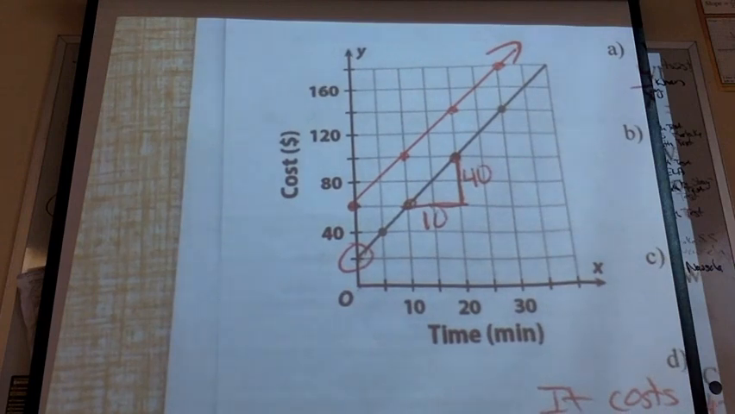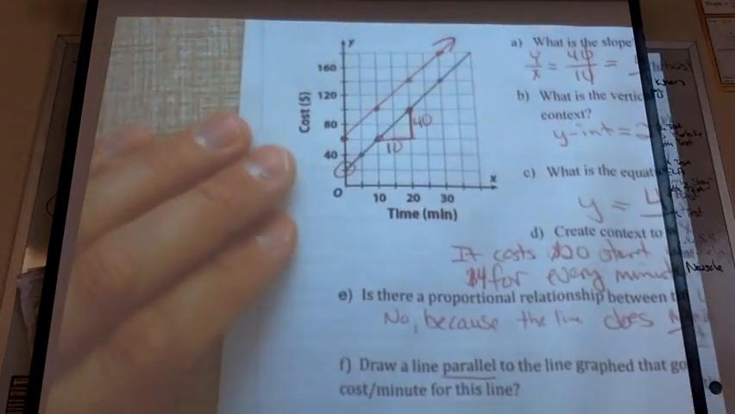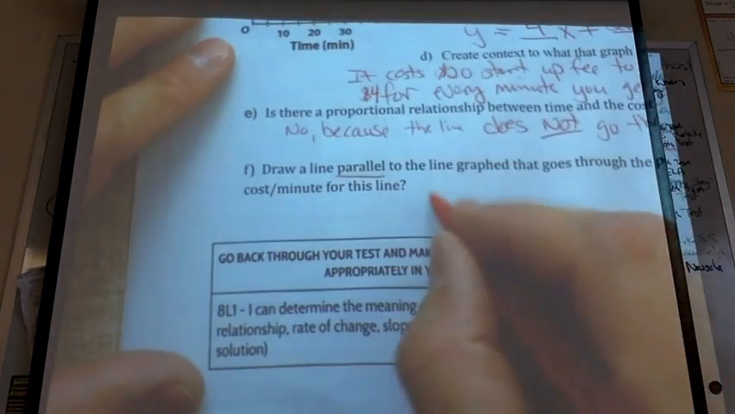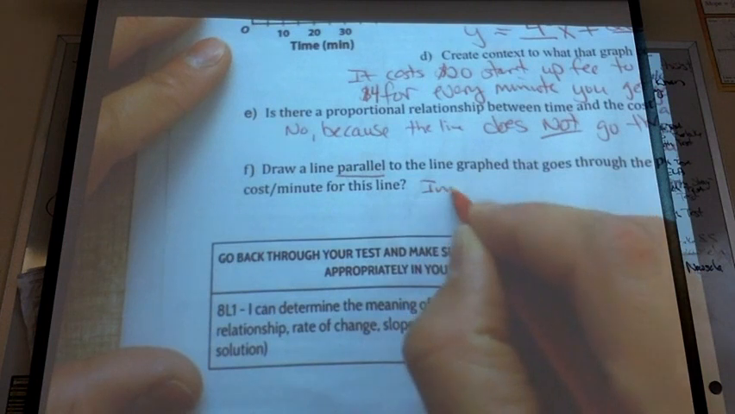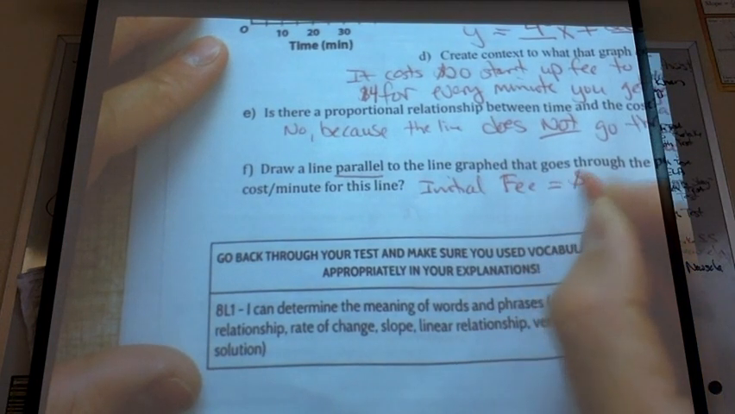And they're asking in part F, what is the initial fee? The initial fee, so where does it cross the y-axis? 60. So you can say initial fee equals $60.